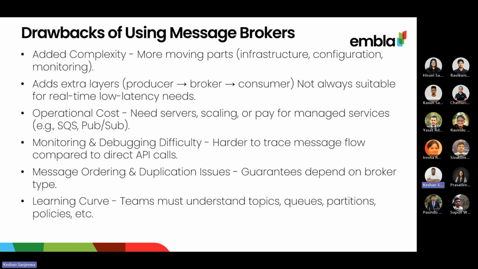And message ordering and duplication issues: guarantees depend on the broker type. As I said, point to point is one producer sending a message to one consumer, but with publisher subscriber, one message goes to whoever subscribes to that queue, like many subscribers. So whoever in that system has access to that queue can consume this message. Again, there can be duplicates, and ordering issues.